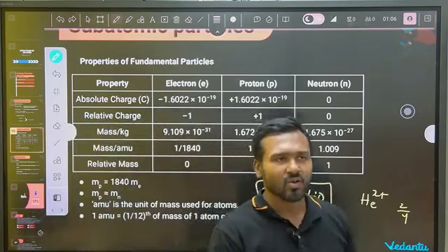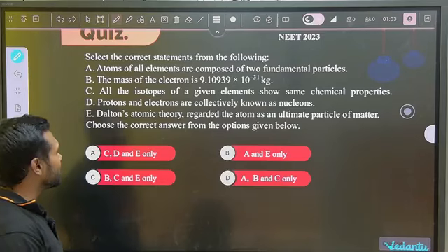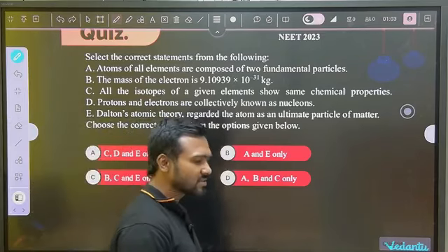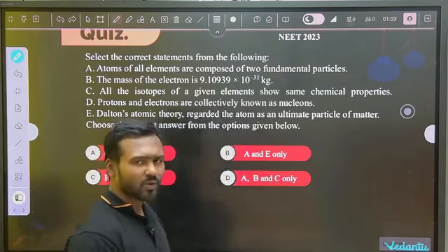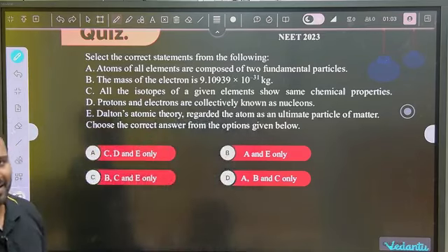So which one is correct? Let's take a few seconds and see. Protons and neutrons together are considered nucleons, so option D is wrong and should not be there. Eliminate D. And all the elements are composed of only two fundamental particles? No, there are three fundamental particles: electrons, protons, neutrons. So obviously A is also wrong.